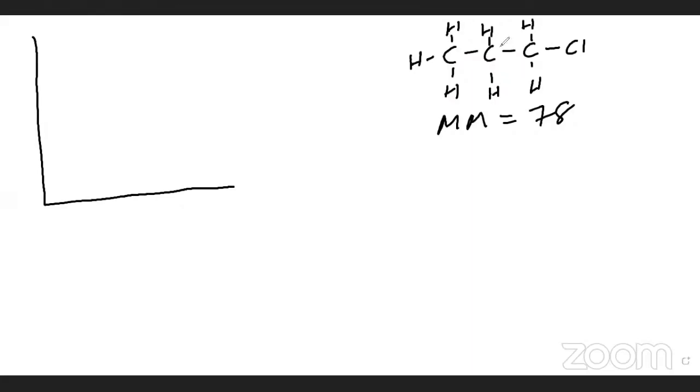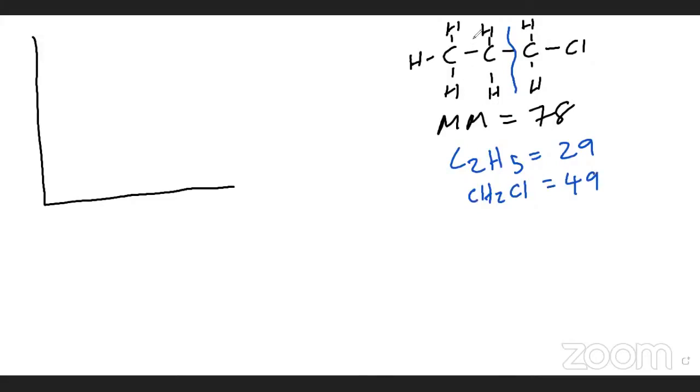Let us say the molecule fragments here. If it fragments here, it means that we will get one fragment with C2H5, and that is a mass of 29. We would also get one with CH2 and Cl. The chlorine is 35 plus 14, that is 49. So the CH2Cl fragment would be 49.